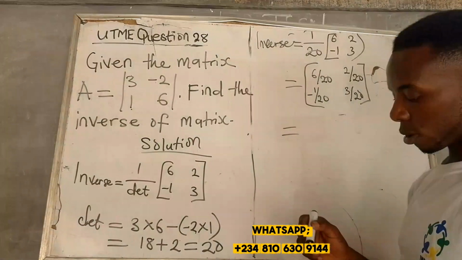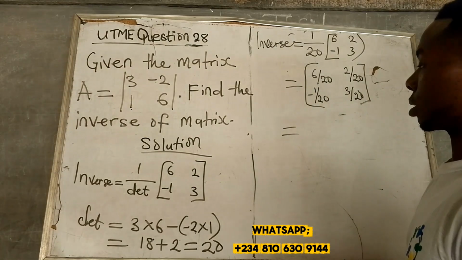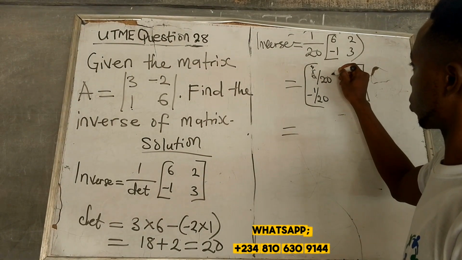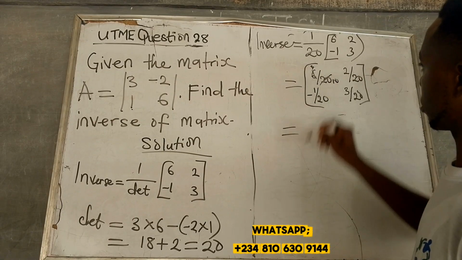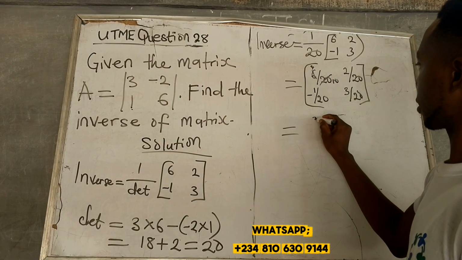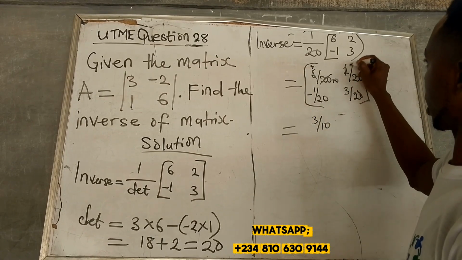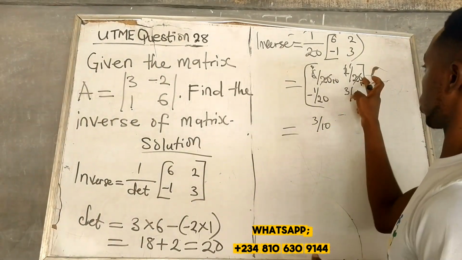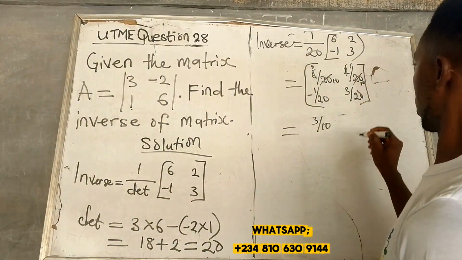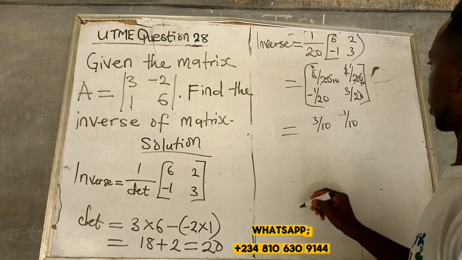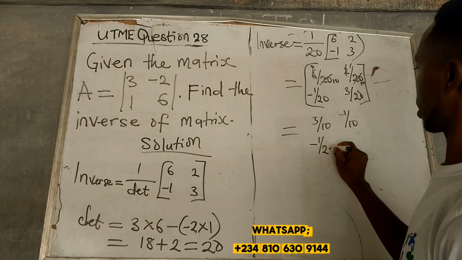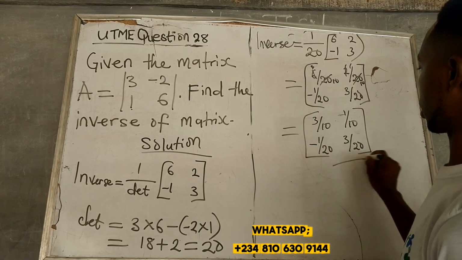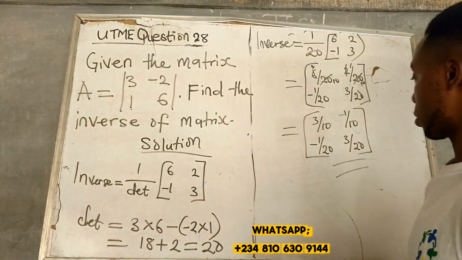Right? So this will be equal to, now bring this to the lowest term. 2 into 6 is 3, 2 into 20 is 10. So we have 3 over 10. 2 into 2 is 1, 2 into 20 is 10, as 2 divided by 2 is 1 and 20 divided by 2 is 10. So we have 1 over 10. And here we have minus 1 over 20, and then 3 over 20. So this is the inverse of this very question here.